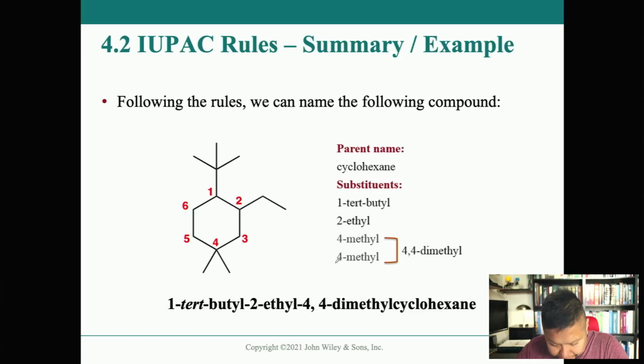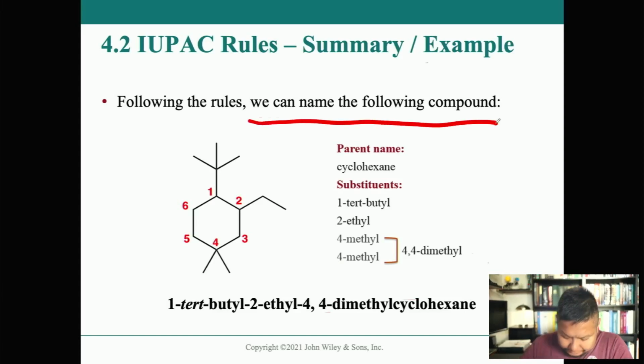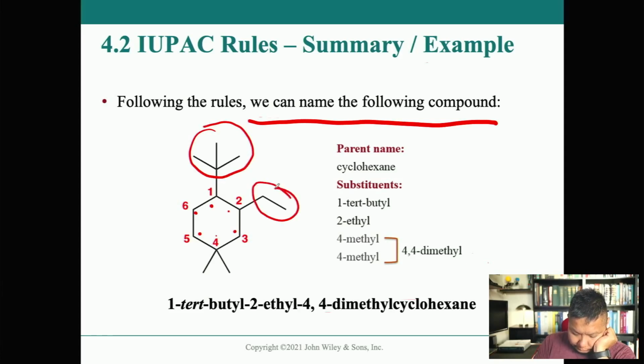All right, following the rules, we can name the following compound. We already know that this is a cyclohexane because there's a 1, 2, 3, 4, 5, 6. That's cyclohexane. We have some substituents. Let's name them. We have a tert-butyl right here, then an ethyl right here, then two methyl groups right here. You can also call that a 4,4-dimethyl, because they're on the fourth carbon.